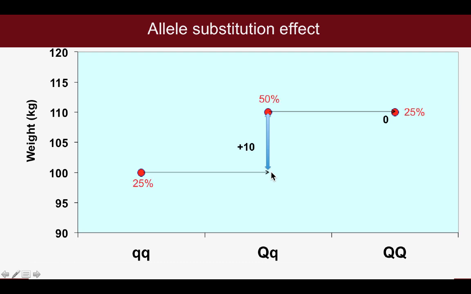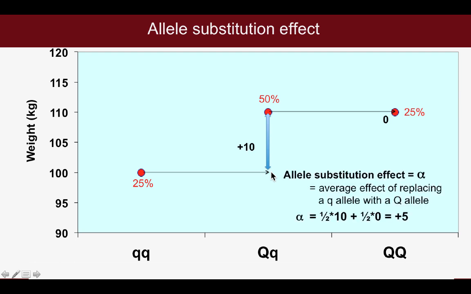Now, if the genotype frequencies in this population are 25% QQ, 50% Qq, and 25% qq, then each of these changes are equally frequent, so the average allele substitution effect is a half times 10 plus a half times 0, which is equal to plus 5. So that's the same as we had for the additive locus in the previous slide.